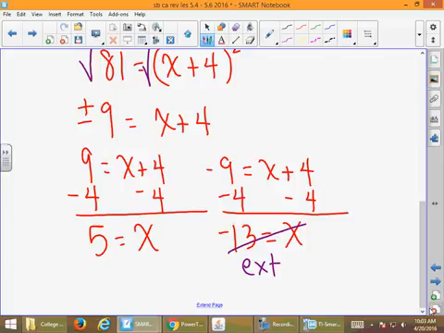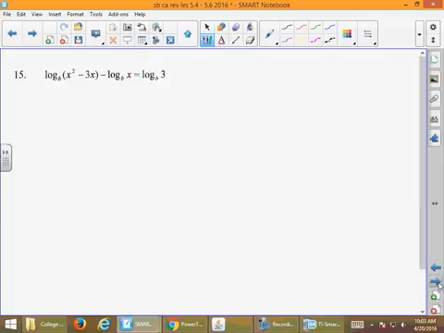Because it has log base b. But the key on this is there's a log base b in the first term, there's a log base b in the second term, and there's a log base b on the other side. We don't need to know what the bases are. We just need to know that the bases are equal. So we've got a minus in this problem, and what do our properties tell us when we see a minus? Well, they tell us to divide. So it's going to be log base b of x squared minus 3x divided by x equals 3.